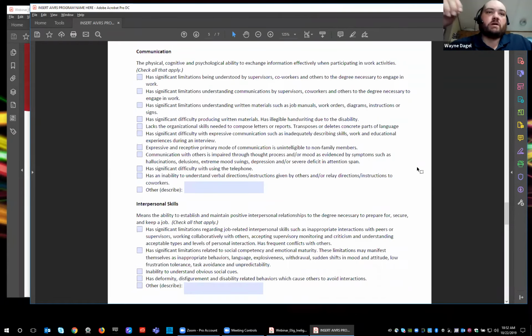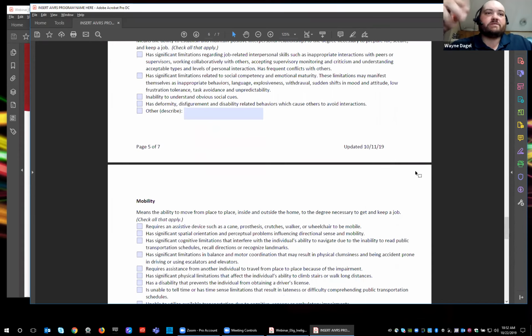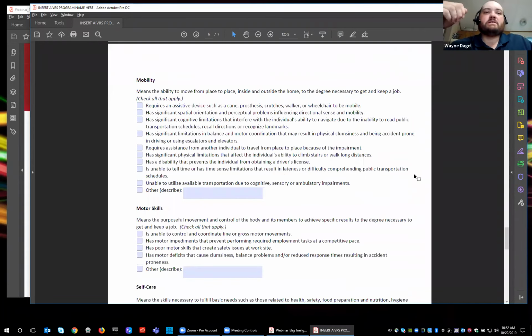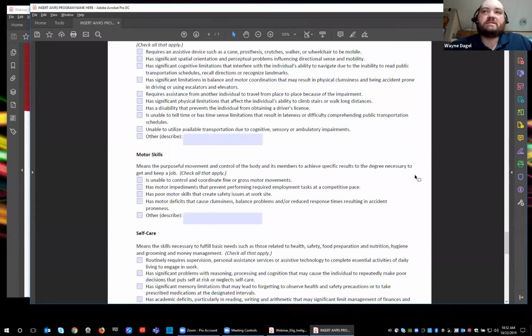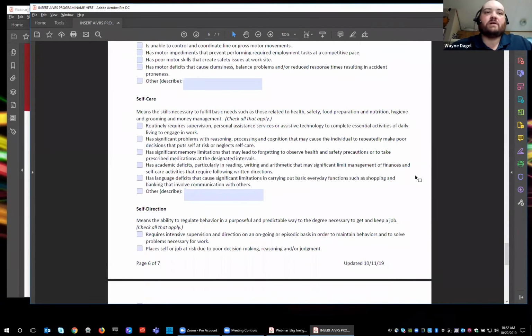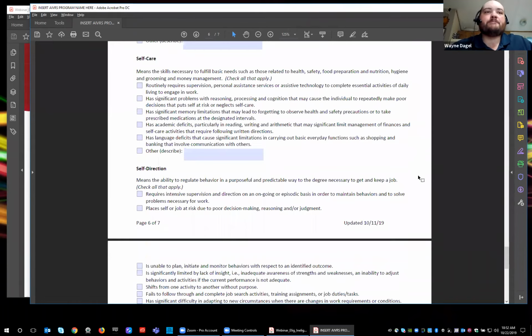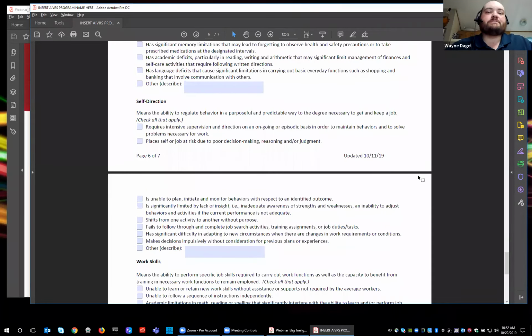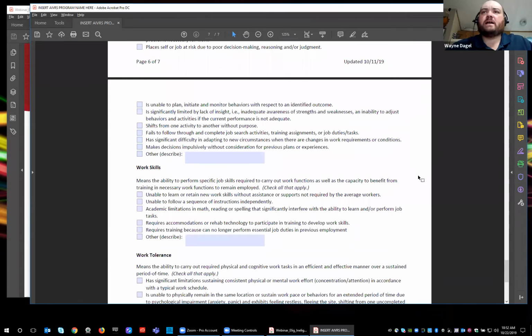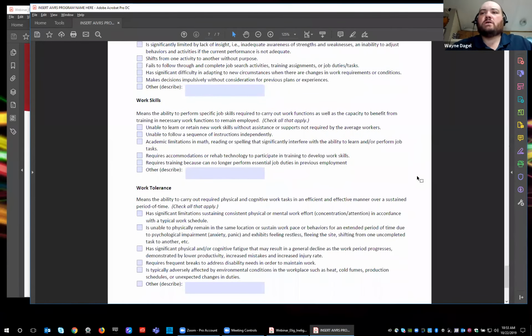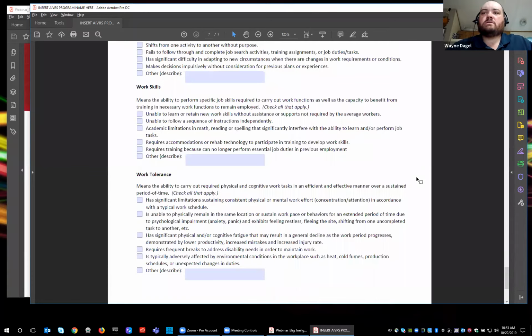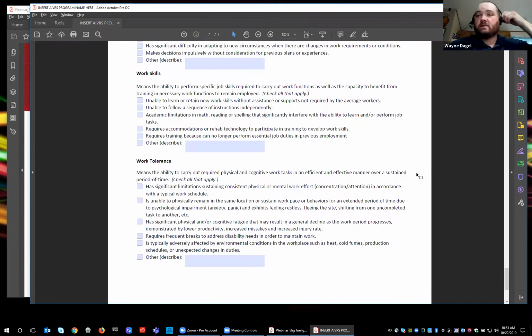So if you go ahead and scroll on down, there's interpersonal skills, there's mobility, motor skills, self-care. There are seven different areas of daily activity living that we look at. Self-direction, work skills. You just go through and find out what is impacted by the disability that is being identified by your consumers to determine limitations, and then you mark it, and that helps decide and develop what services you're going to be providing.